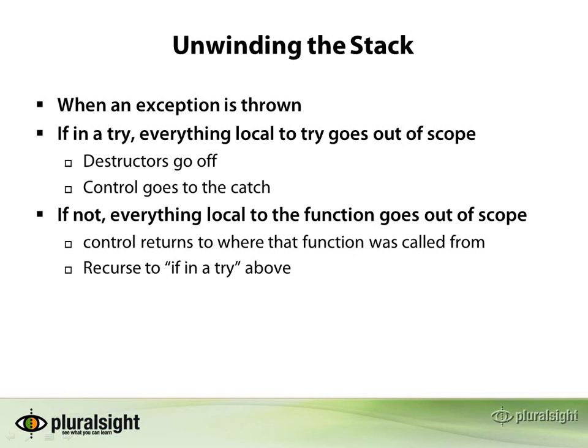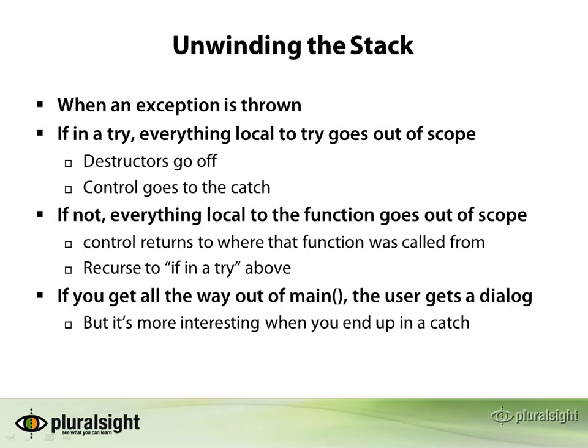So when that happens, the function that you're throwing from stops right there. Everything that was declared locally to that function goes out of scope, and control goes to the line that called the function. If the line that called the function was in a try, then we'd have the stuff I just told you about. Everything local to the try goes out of scope. If it wasn't in a try, then that function is all over and everything local to that function goes out of scope and control goes back to the line it was called from, and so forth all the way up.